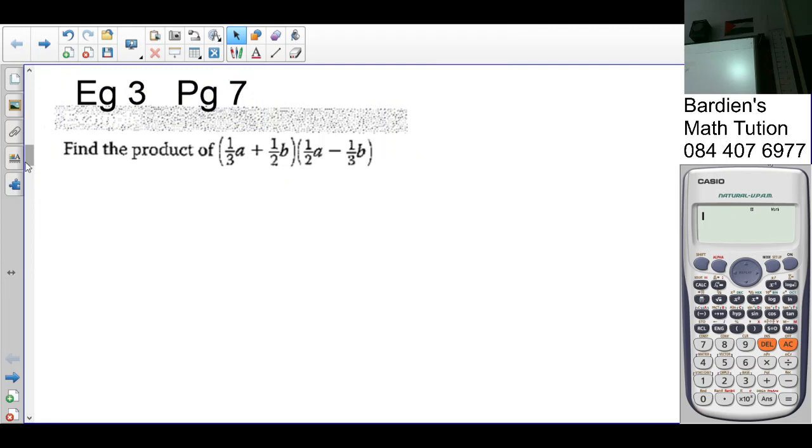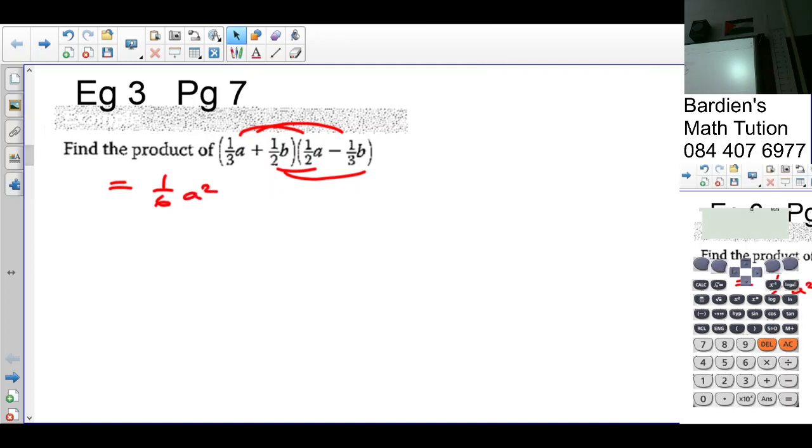Find the product of a third a plus a half b times a half a minus a third b. Again, distribution law. Okay? So a third times a half is a sixth a squared. Now say we didn't know that. Okay, so we've got the calculator. It's 1 over 3 multiplied by 1 over 2. Gives you 1 over 6.